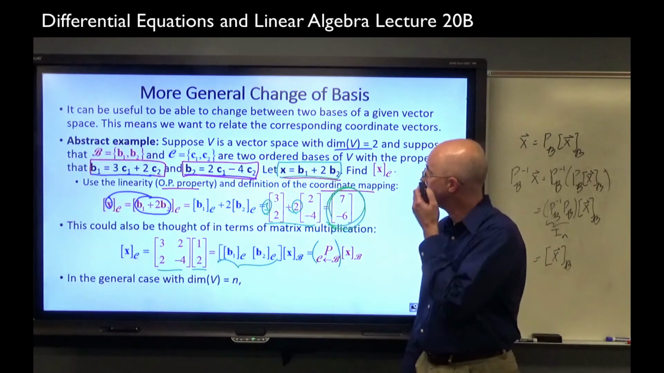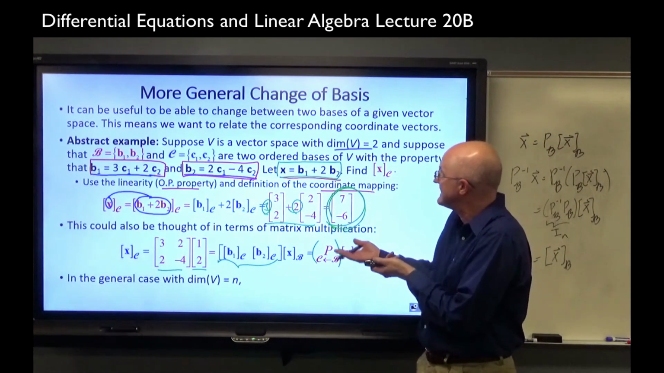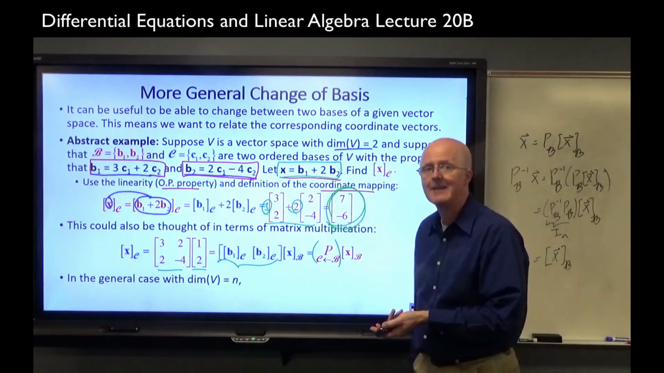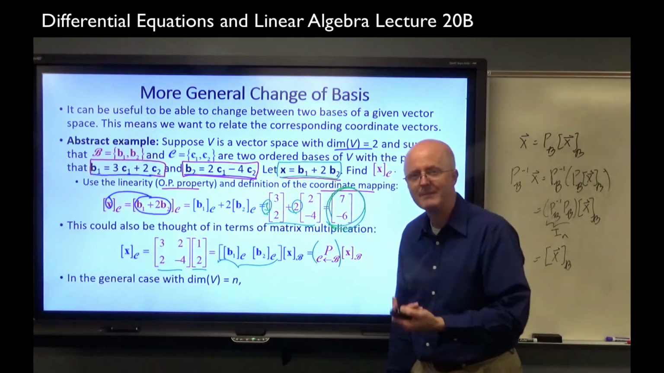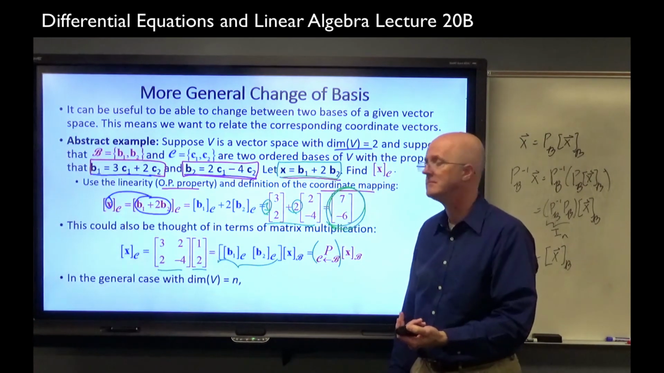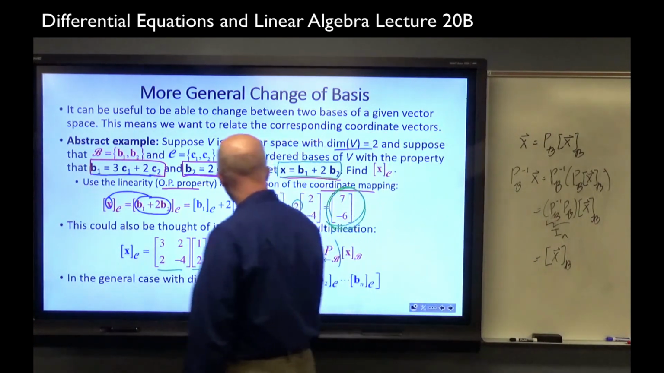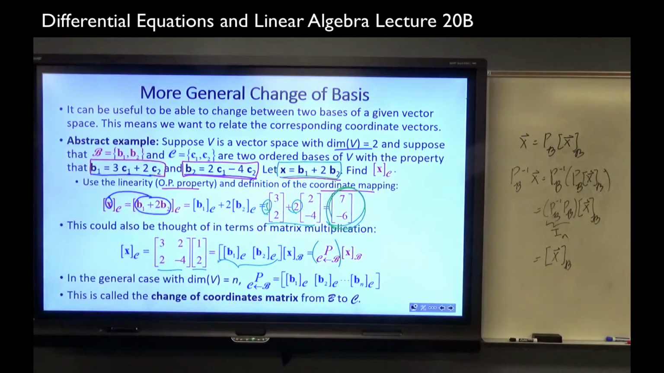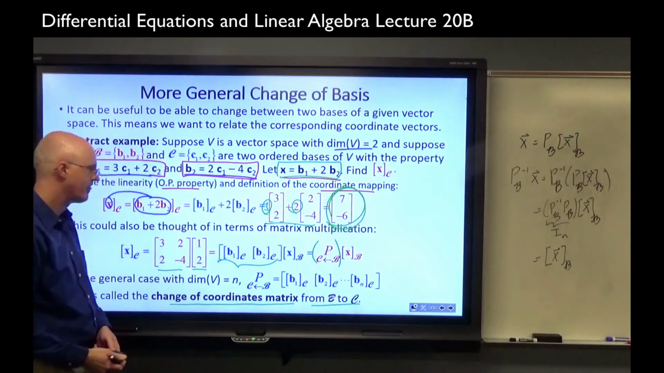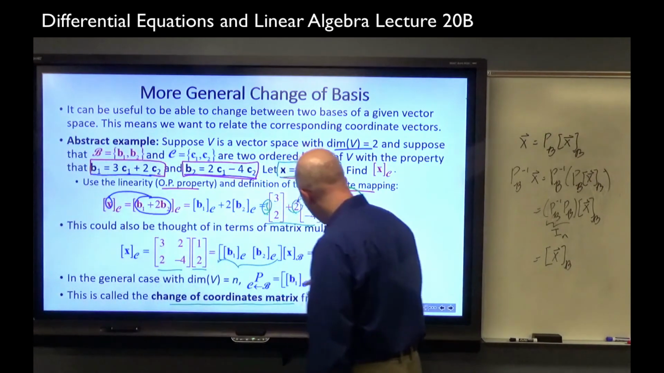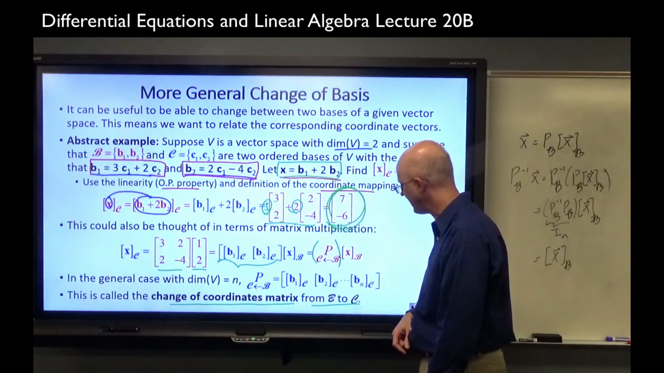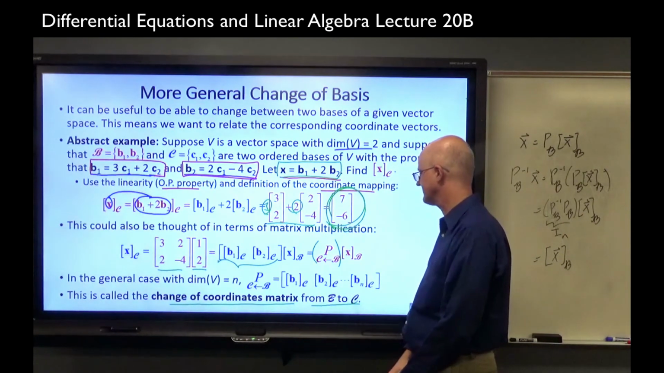The general case when the dimension of V is n, and by the way, I re-emphasize this is an arbitrary vector space of dimension n here. Dimension 2 here, dimension n. We can still work with matrices in arbitrary vector spaces as long as they are finite dimensional. The change of coordinates matrix looks like this. This is the change of coordinates matrix from B to C. The columns are the coordinate vectors of the B ordered basis relative to the C-ordered basis.